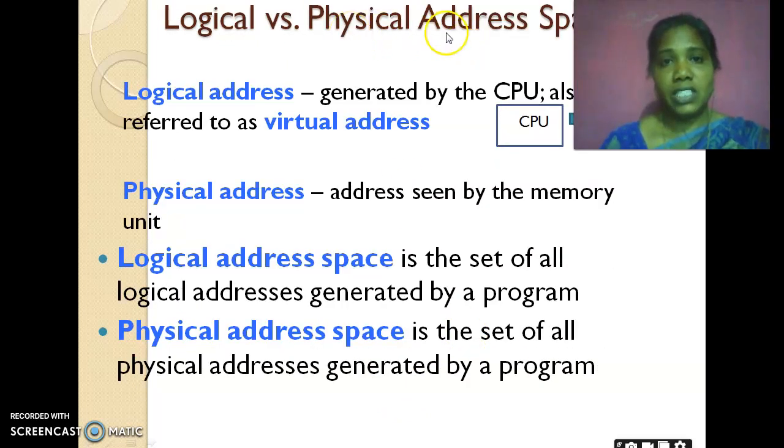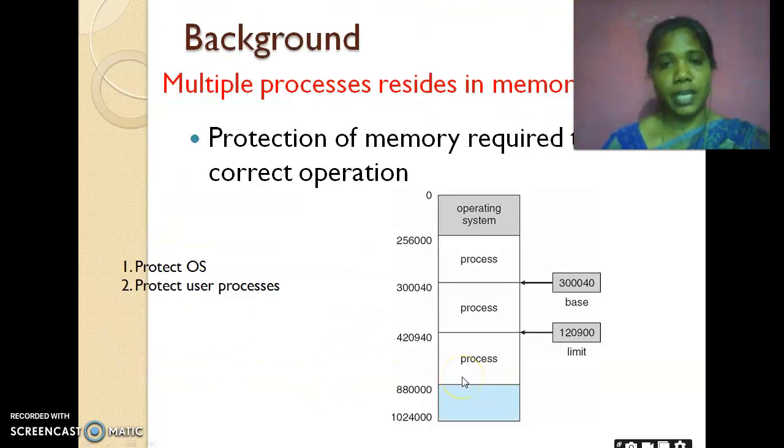Next is the logical versus physical address space. We are going to see two addresses, the logical and the physical address. The logical address is generated by the CPU, also referred to as a virtual address. The physical address is seen by the memory unit. The logical address space is the set of all logical addresses generated by a program. The physical address space is the set of all physical addresses generated by a program.